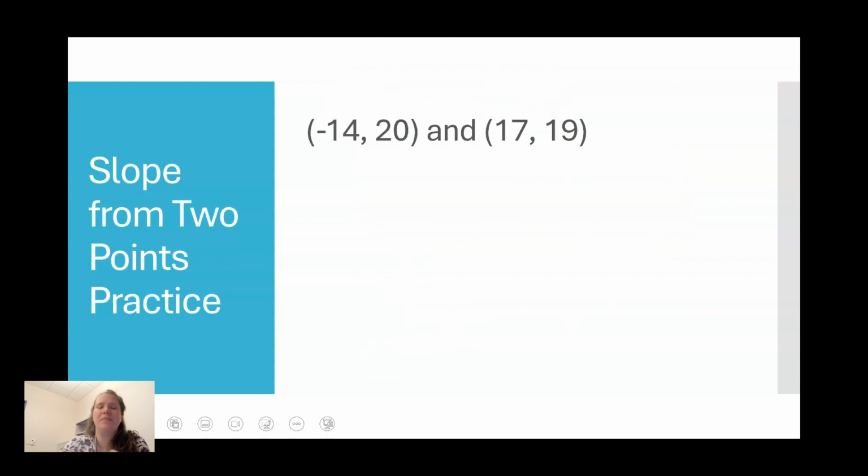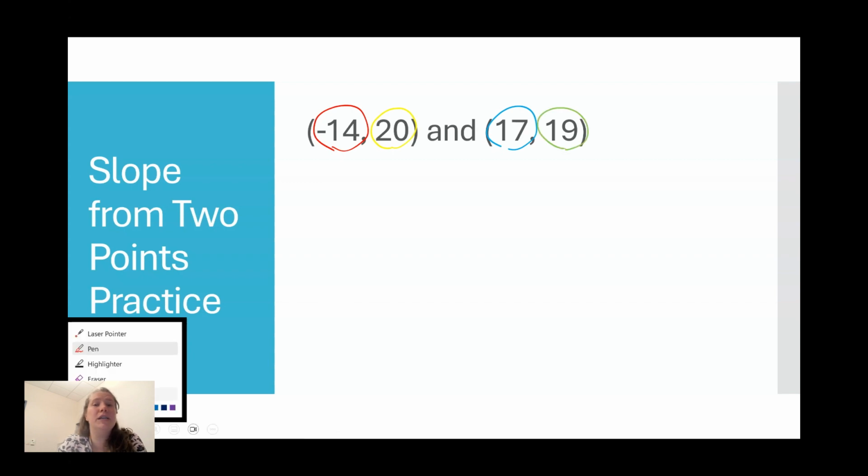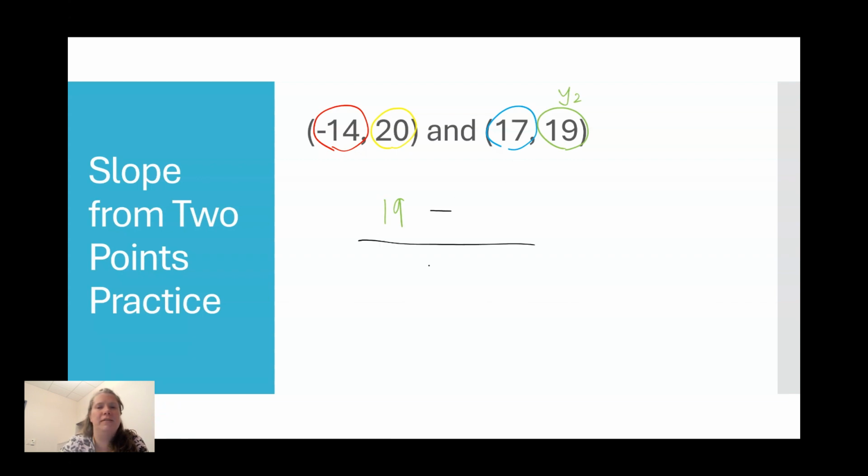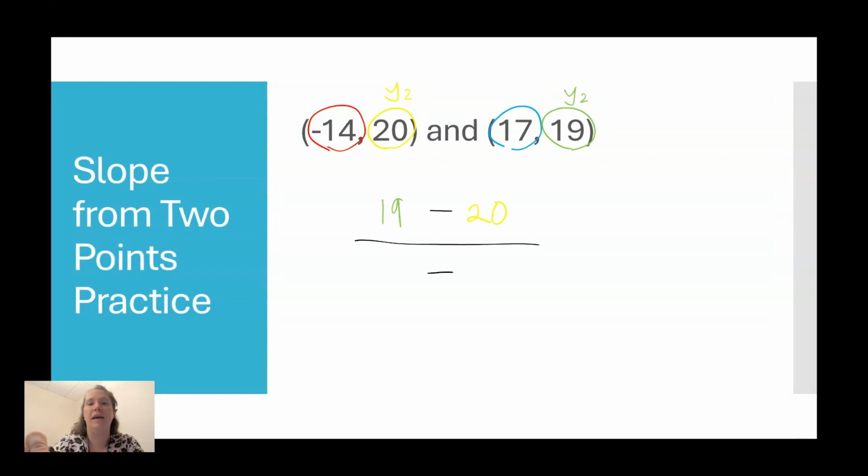Let's practice. So we have negative 14, 20. Oh, shouldn't have used yellow. I'm going to change it already. 17, and 19. So we need to go between negative 14, 20 and positive 17, 19. So we're going to subtract y2 minus y1. Oh, minus over minus. There we go. I guess we're sticking with yellow. Sorry about it. Y2 minus 20, 19 minus 20, and 17 minus my negative 14.